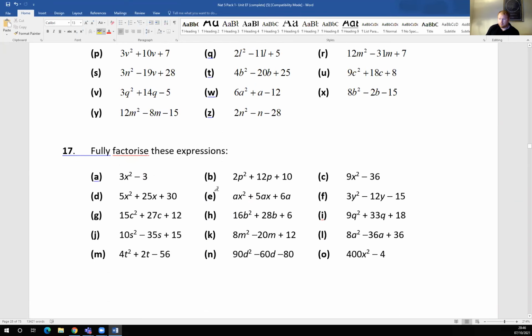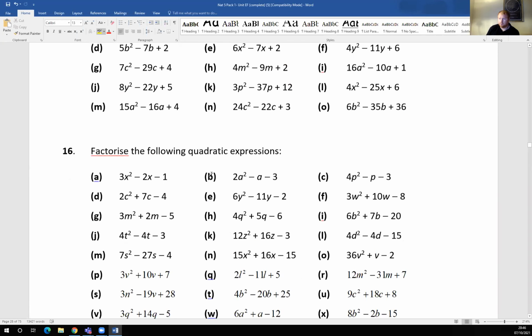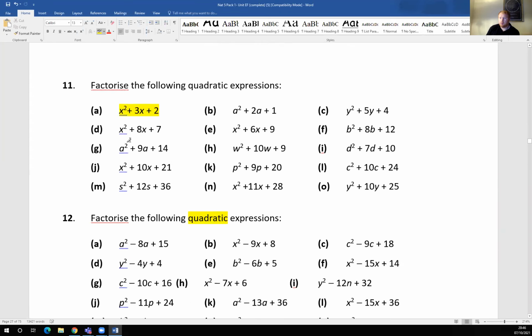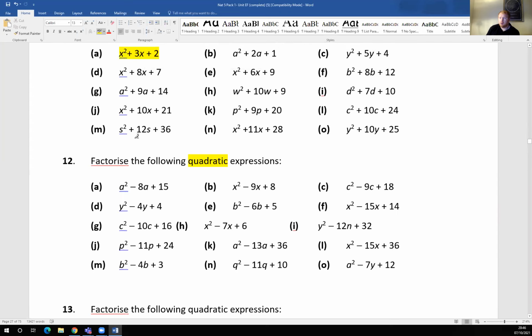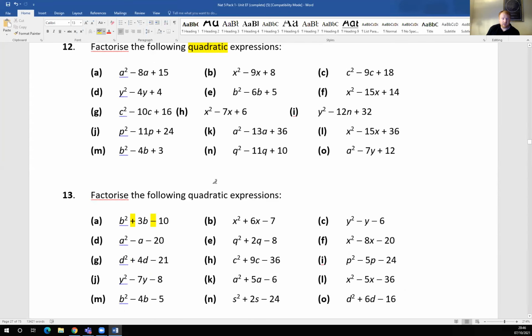And then, yeah, common factor. So until I put a video up, if you can work through, what did I say there, 12 and 13? Work through as many as you can in 12 and 13 over the next couple of days.